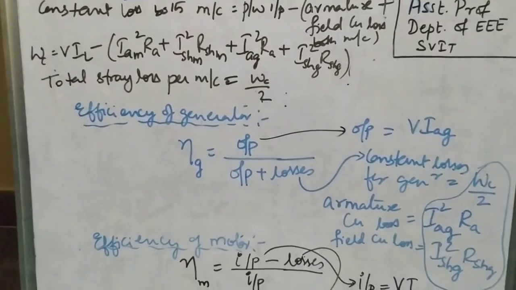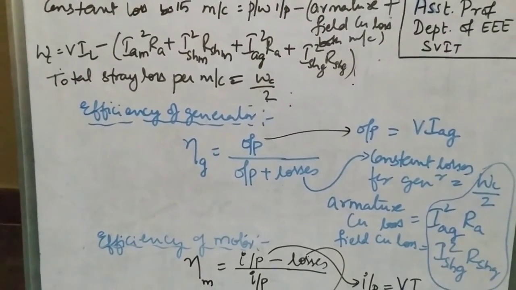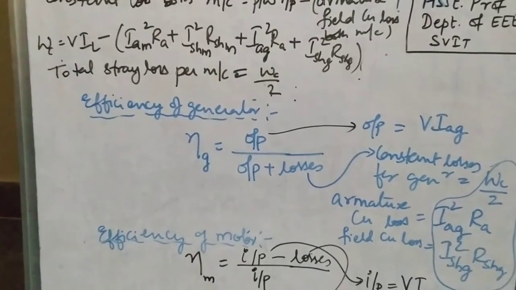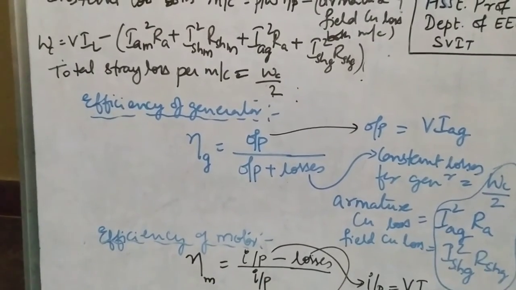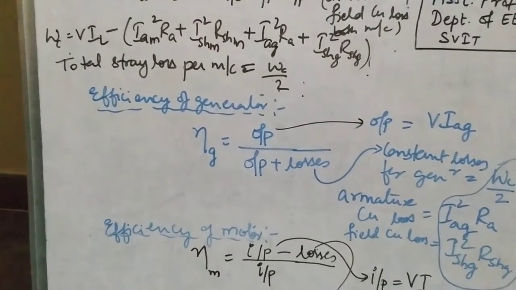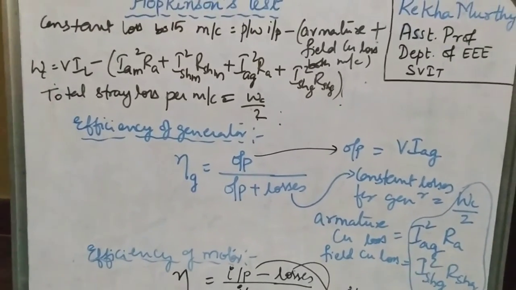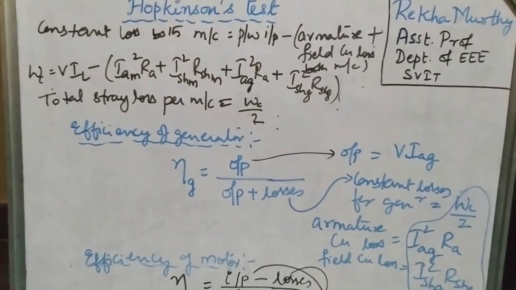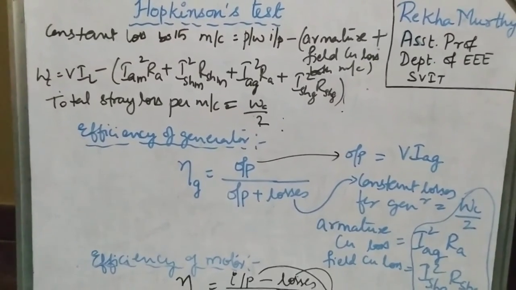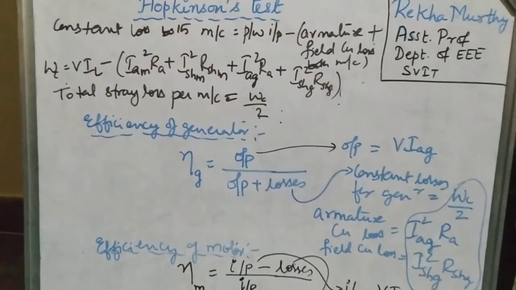But the disadvantage here is that we require two practically identical machines for performing this test, and that is why this test is suitable only for large DC machines. It is not applicable for small machines. So this is all about the Hopkinson's test. Thank you for watching this.